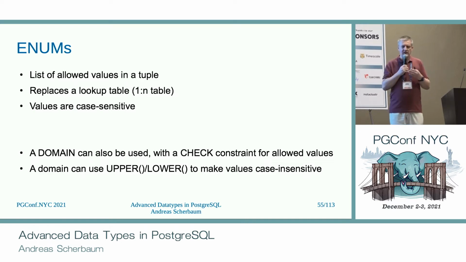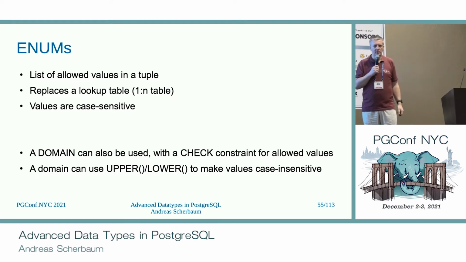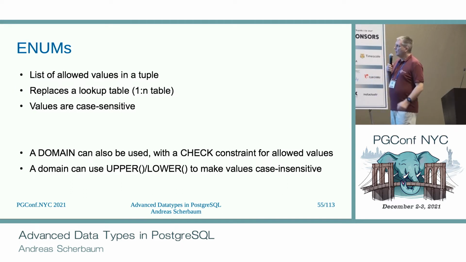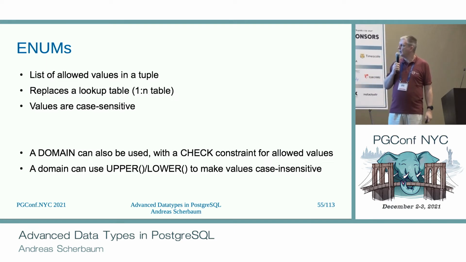An enum is basically a list of values you can have in your column. And it's a predefined list. Yes, you can extend it, but if you know you're going to extend it all the time, please just go and use a lookup table. This is meant for a static list of values. These values are case sensitive. You can also use a domain, basically, with a check constraint and say, okay, check in value 1, 2, 3, 4, 5, etc. Ends up the same feature. On the other hand, if you have a domain, your check can use upper and lower case to make your text case insensitive, if you need this. An enum cannot do this.